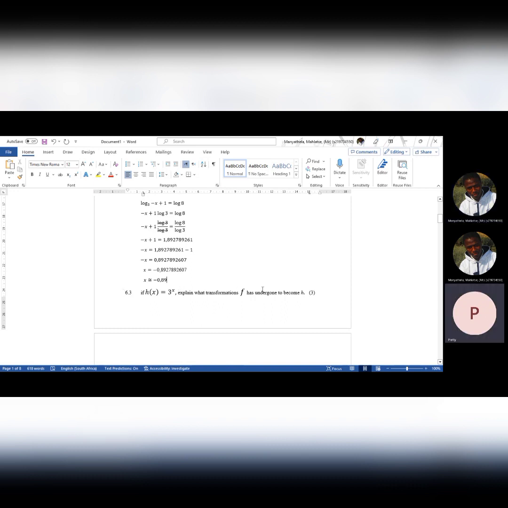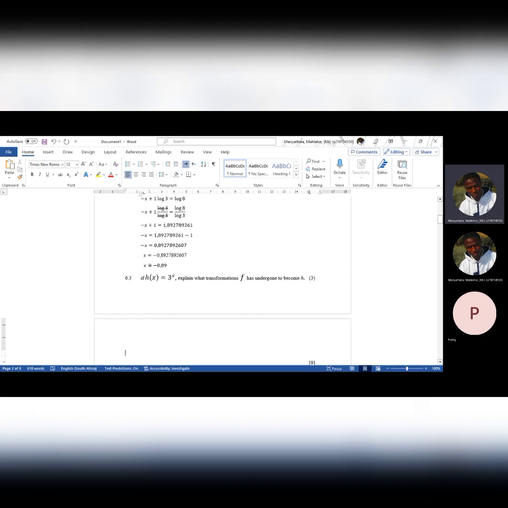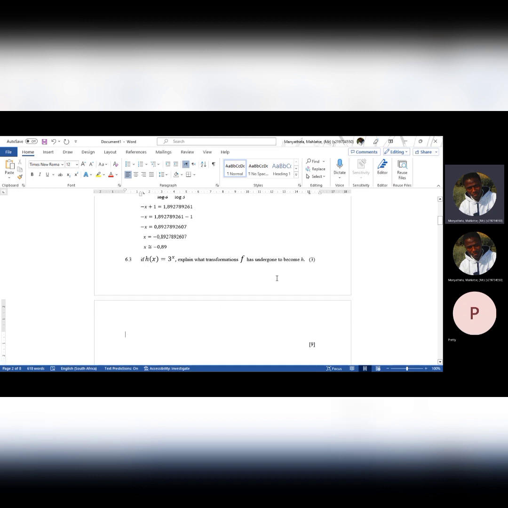Wow. So the second question, it says, if h of x equal to 3 to the exponent x, explain what transformations f has undergone to become h.